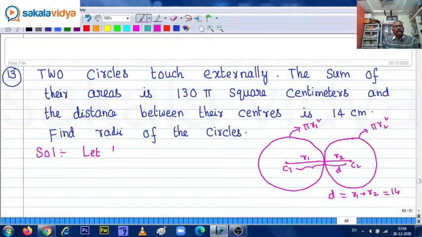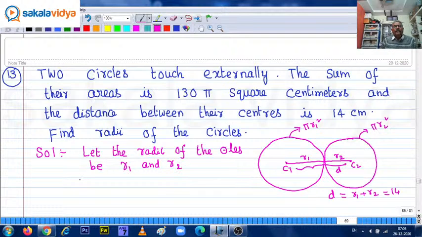Let the radii of the circles be R1 and R2. Next, the sum of their areas is equal to pi R1 square plus pi R2 square.